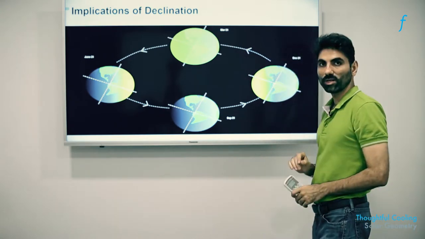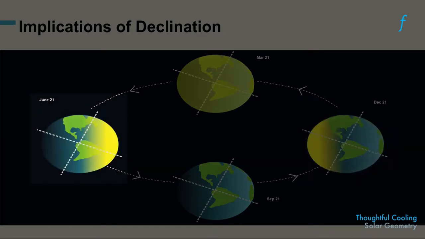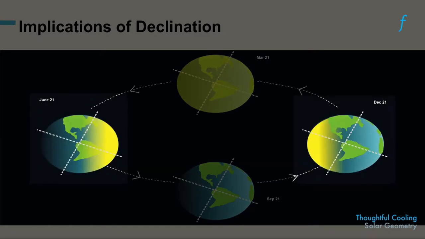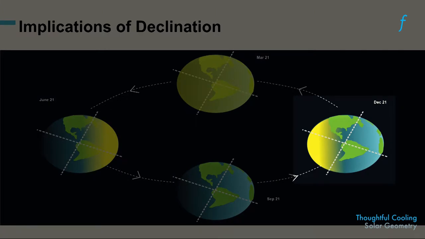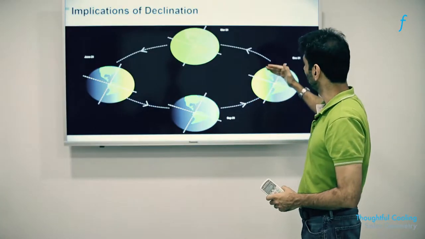This is the other extremity. This is the exact opposite of summer. This is December 21st. This is called summer solstice. This is called winter solstice. This is where the northern hemisphere is leaning away from the sun and the southern hemisphere is leaning into the sun, which means summer is happening here and winter is happening here.